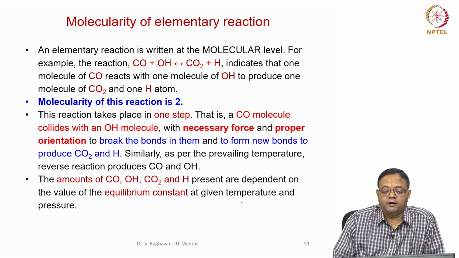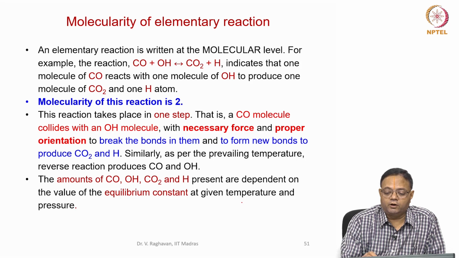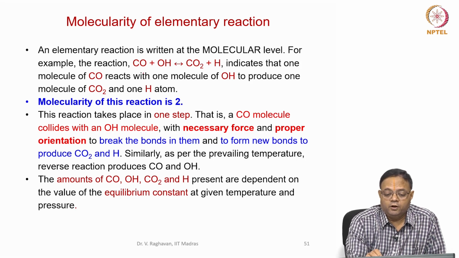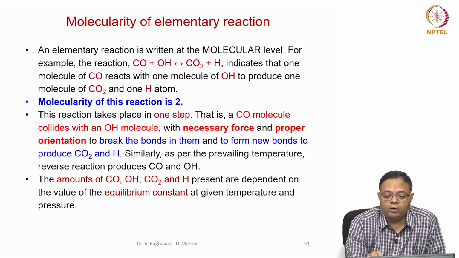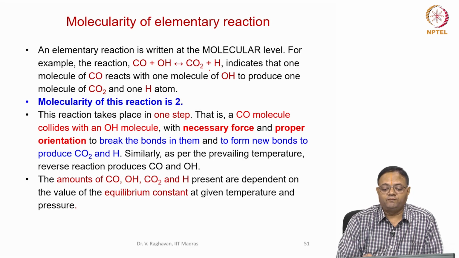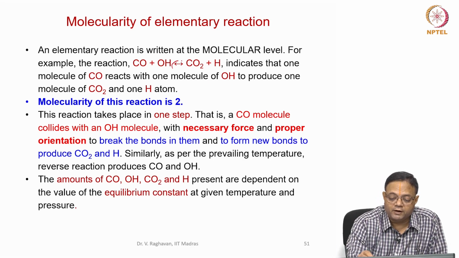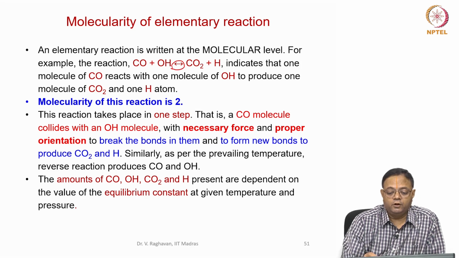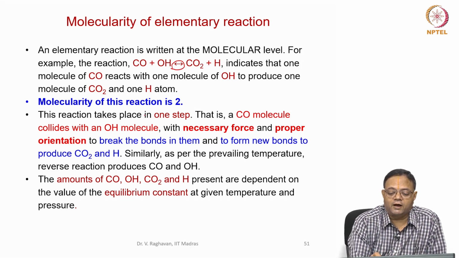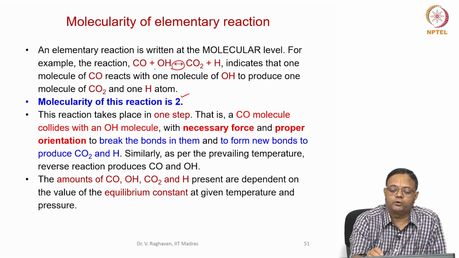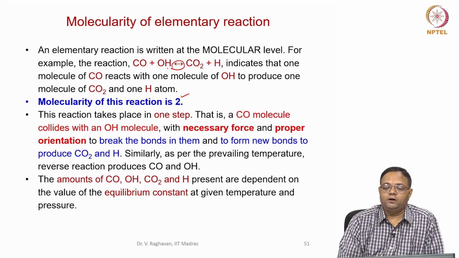Now, the elementary reaction, which is a molecular level reaction: one molecule of CO plus one molecule of OH giving one molecule of CO2 plus one atom of H. That is the way we read this. Now, this reaction is reversible, you can see the two arrows. Then the molecularity of the reaction is 2. That means 2 molecules are used for the reaction to occur.